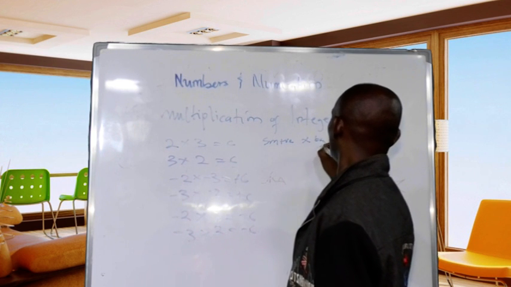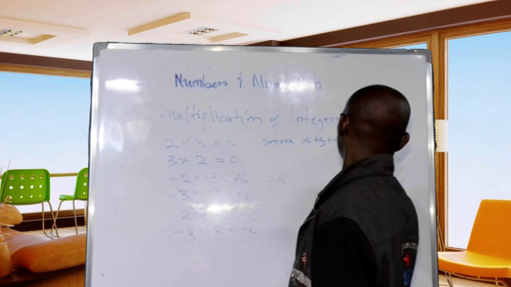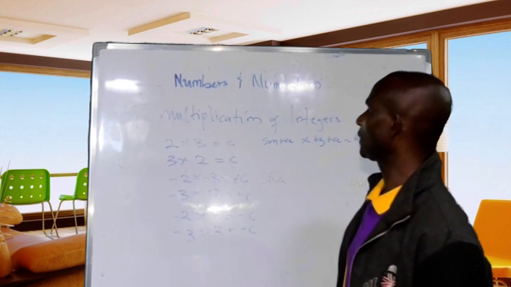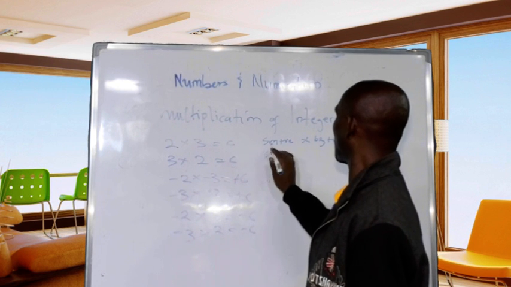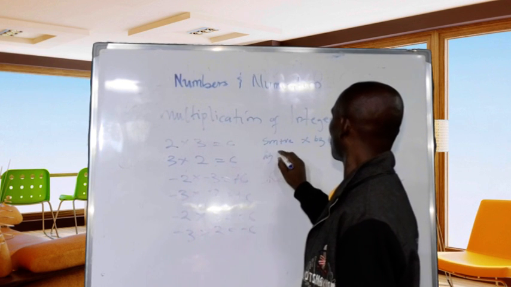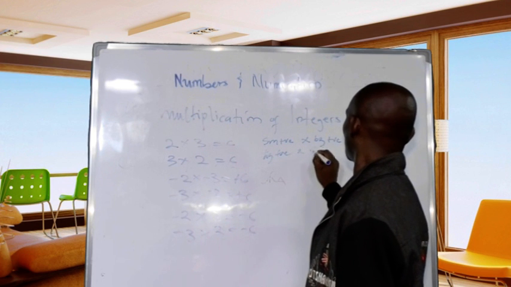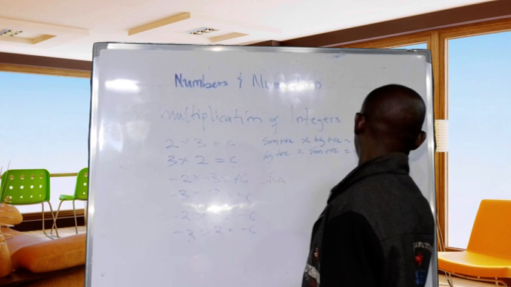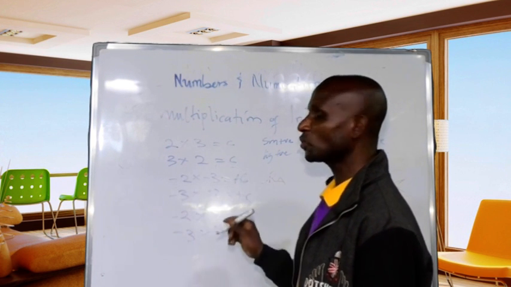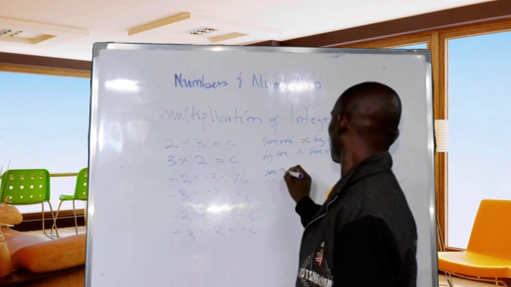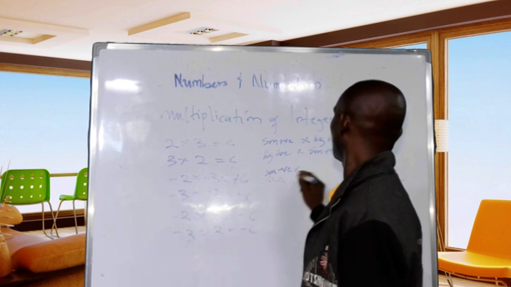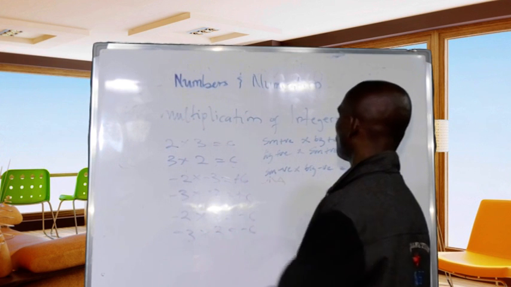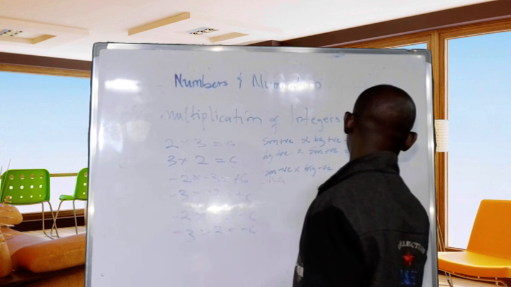with a big positive number, we get a big positive number. The next one says if we multiply a big positive number with a small positive number, we get a big positive number. When we multiply a small negative number by a big negative number, we have a big positive number.